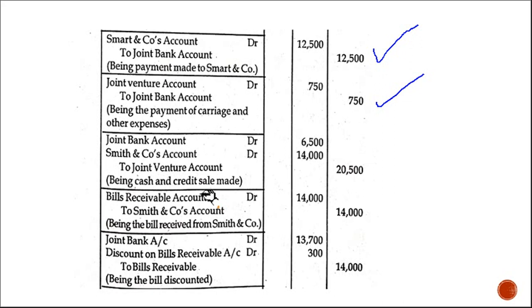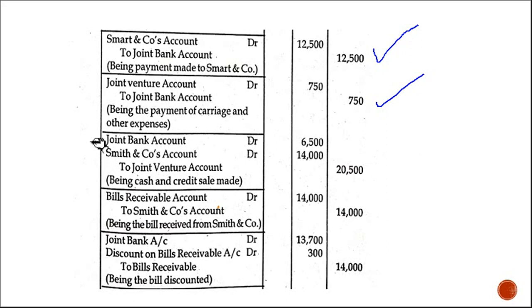The next thing is about the sales. They said they sold goods for cash, rupees 6,500, and to Smith and Company on credit, 14,000. So for sales, usually what is the entry? Debtors account debit to sales account, depending on whom we are making the sale to. If it is for cash, it is cash or bank account debit to sales account. That is in the normal condition.